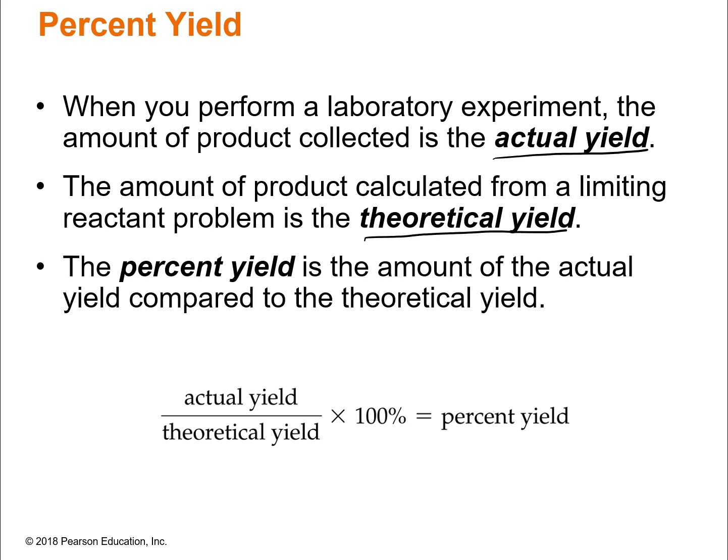The actual yield is what you make in the lab. So maybe you didn't scrape out all of your reactant from the weigh boat. Something didn't go right. You dropped some product. Things happen, okay? The way that you calculate the percent yield is by taking the actual yield and you compare it to the theoretical yield. You put the actual on top, theoretical on the bottom, and multiply by 100%.